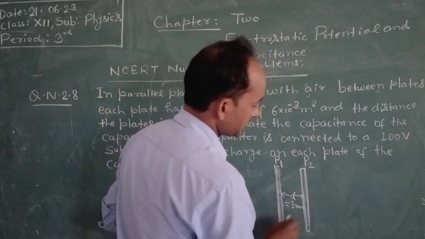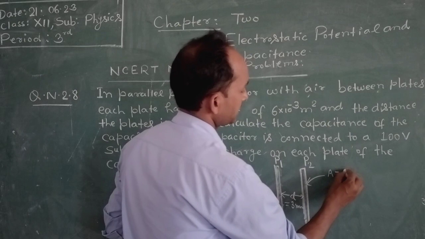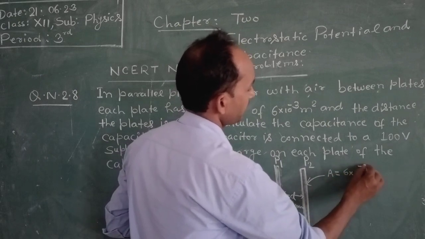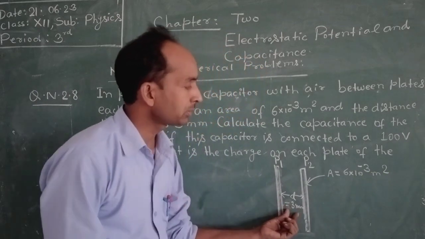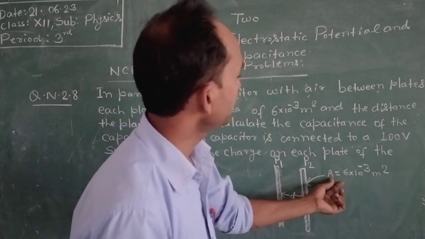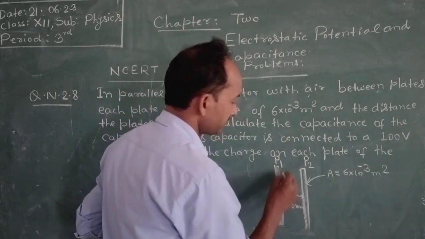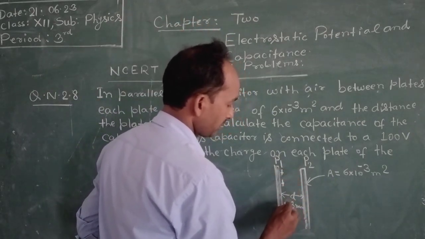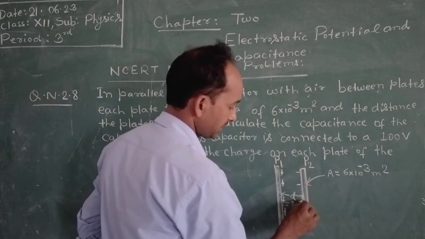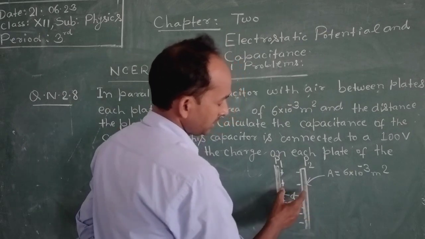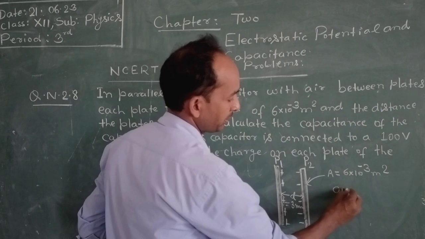Area of each plate is given, 6 into 10 to the power minus 3 meter square. This is the distance between the plates, and this is the area of each plate. Suppose this is the positive plate and this is the negative plate. What is the medium between the plates? Air.